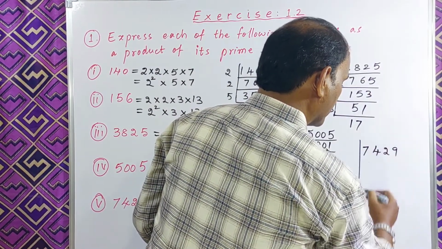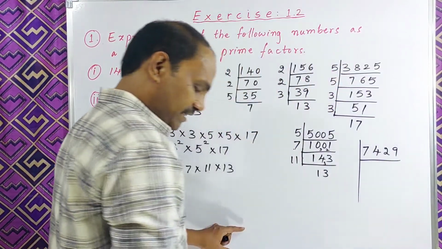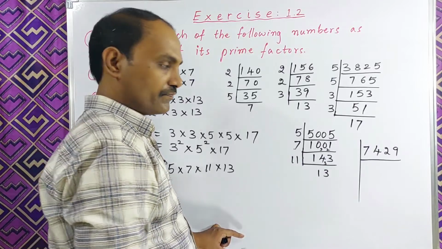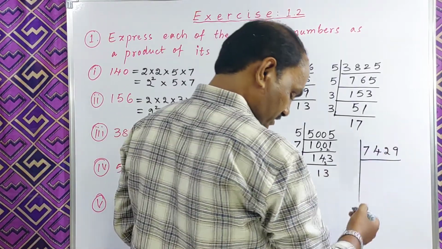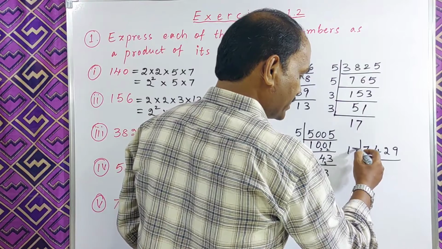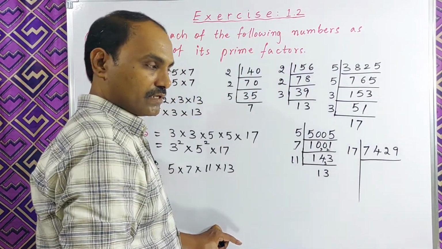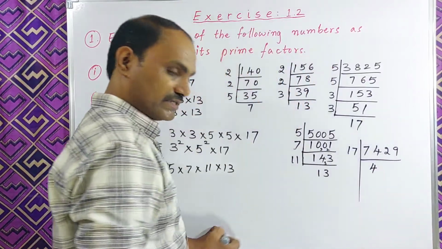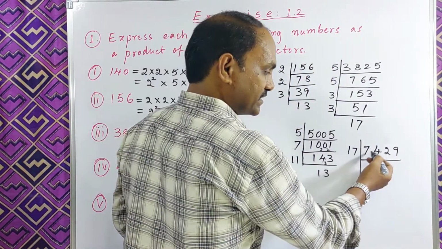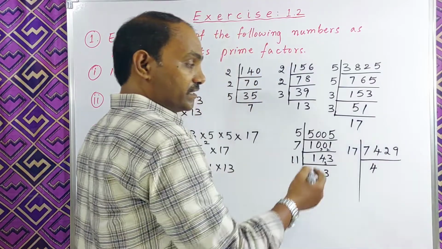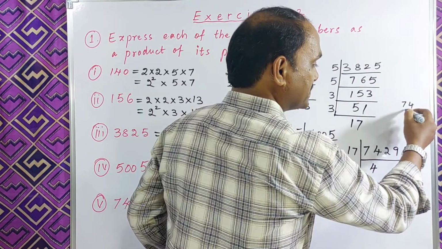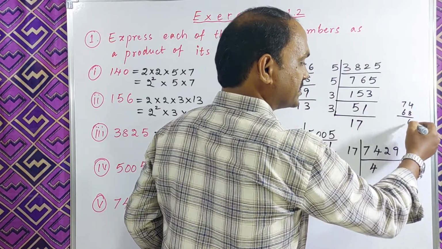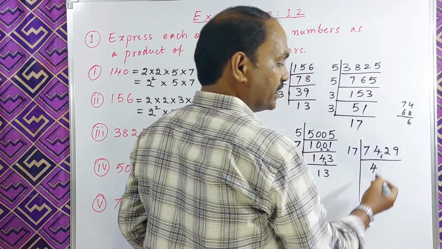7429. This is not an even number, that's why it is not divisible by 2. That's why first this one is divisible by 17 only. So 17 fours, how much? 68. When 68, 74 minus 68, here 14 minus 8 is 6, means 6 is the remainder.